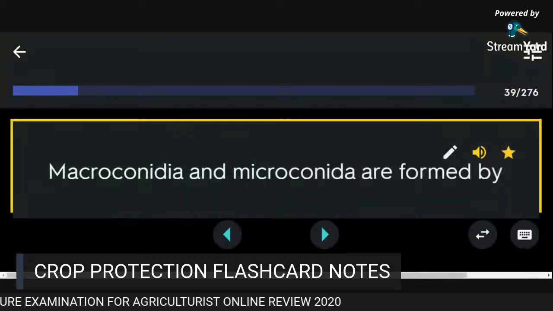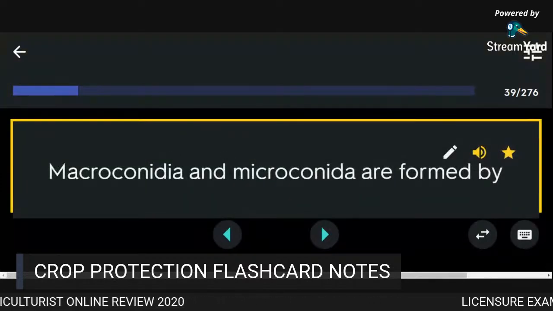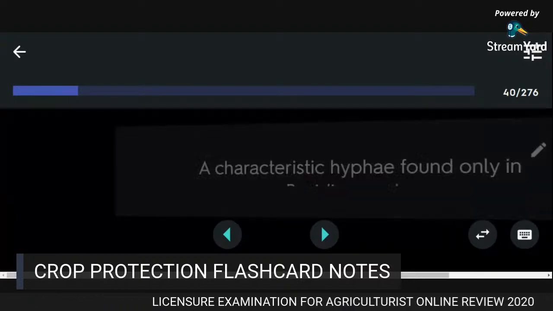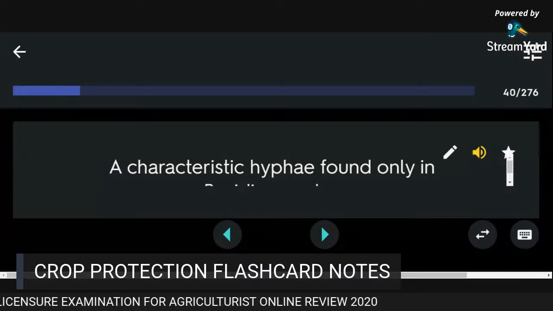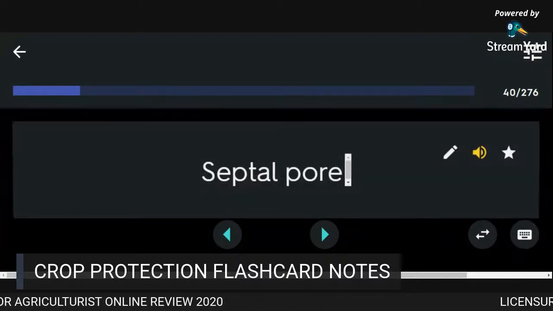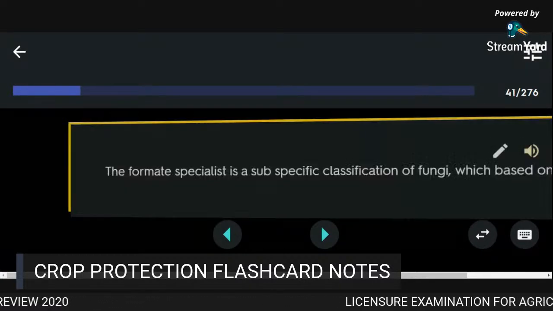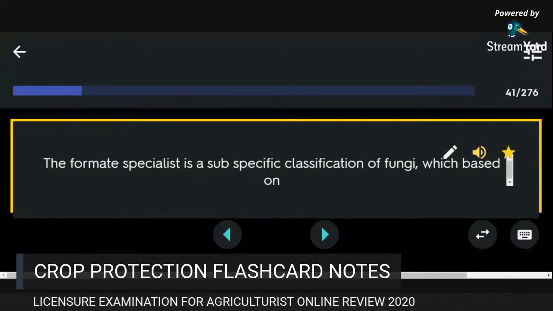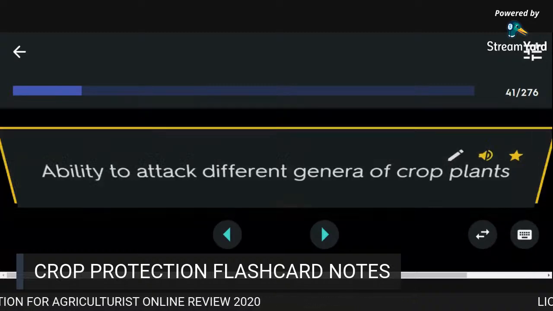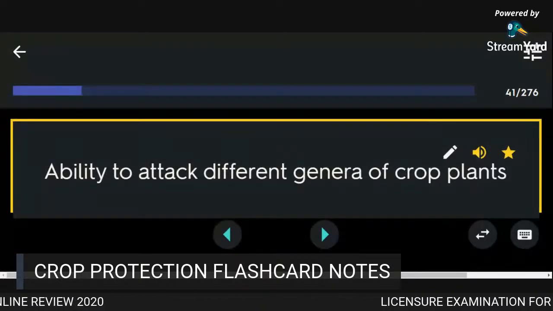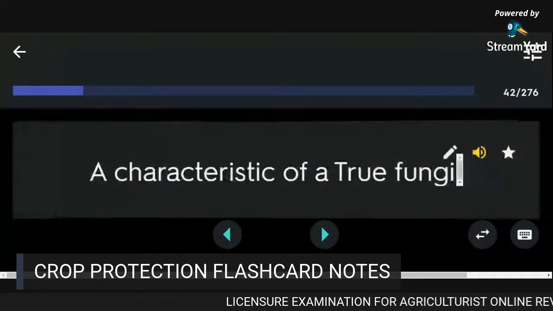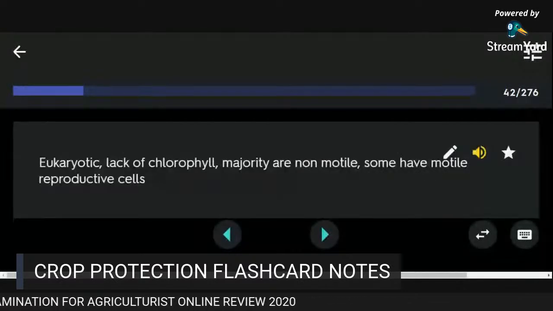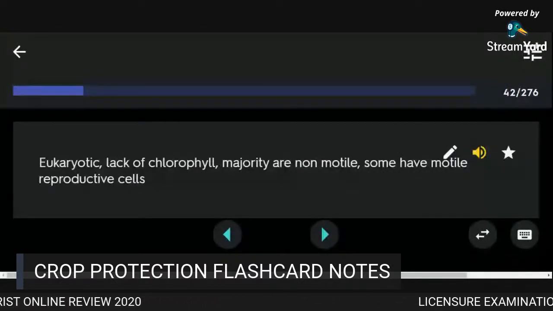Macroconidia and microconidia are formed by Fusarium spp. A characteristic hypha found only in basidiomycetes: septal pore. The forma specialis is a subspecific classification of fungi based on ability to attack different genera of crop plants. A characteristic of true fungi: eukaryotic, lack of chlorophyll, majority are non-motile, some have motile reproductive cells.